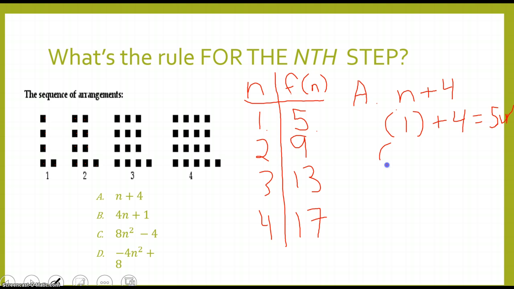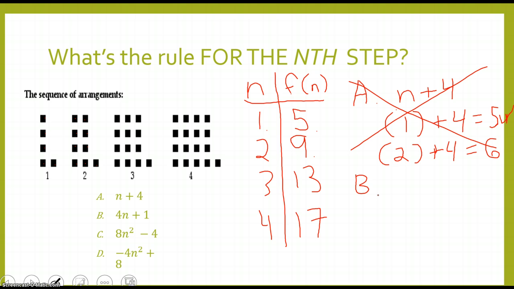So I'm going to write again my rule, but instead of an N, I'm going to put parentheses. So I'm going to have parentheses 2 plus 4. And if I do that calculation, I end up with 6. So I look back at my table. When N is 2, when I plug it into my rule, I should end up with a 9. But I ended up with a 6. So that means that answer A is not correct. So I'm going to cross it out, and I'm going to start looking at answer choice B.